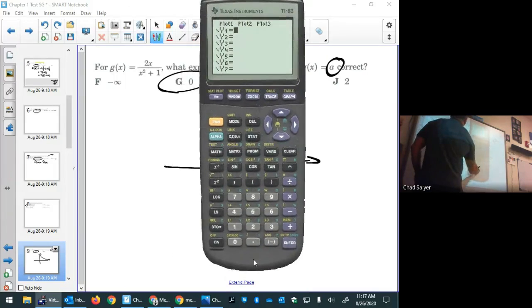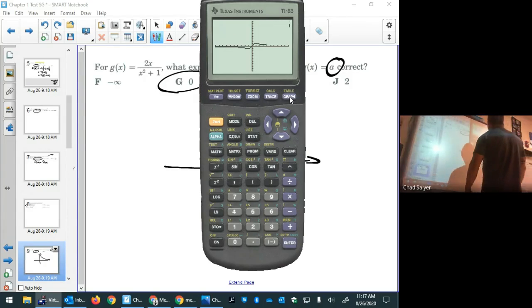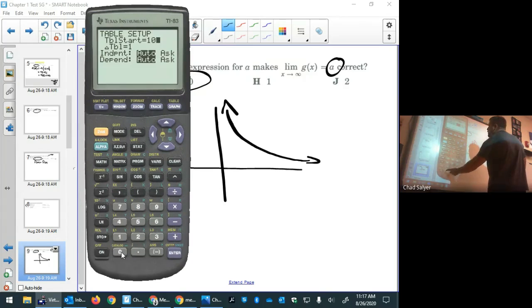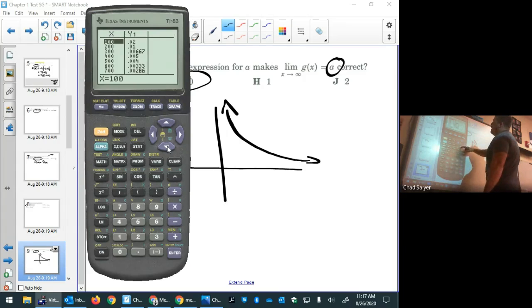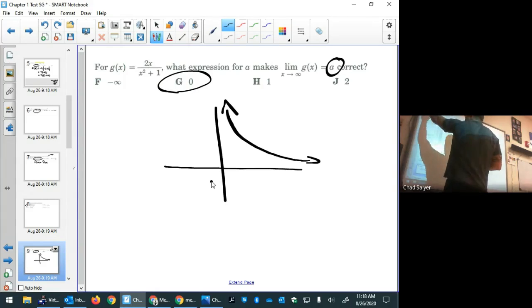All right, so if I punch in 2x divided by x squared plus 1 and hit graph, we'll see this is approaching 0 as we go out to the right. So if I were to do the table setup in here and go to 100 and go up by hundreds, let's say, I'm seeing that number get smaller and smaller and smaller. In other words, it is approaching 0. So that's why G, as in golf, is the correct answer here.